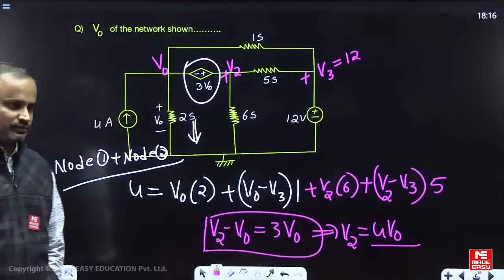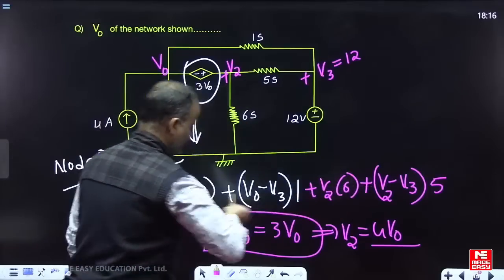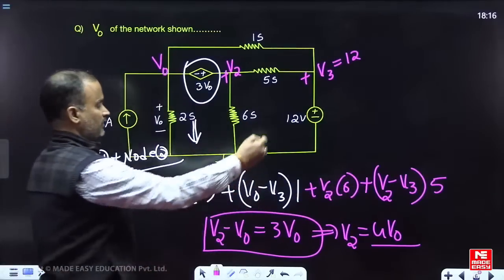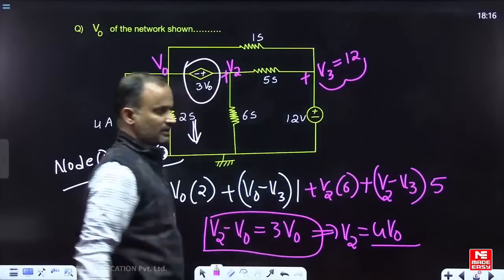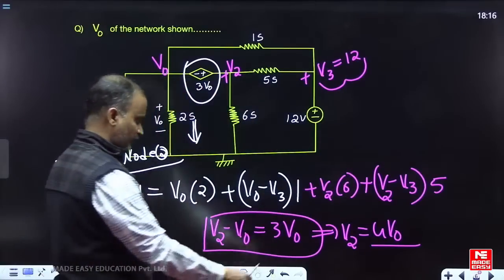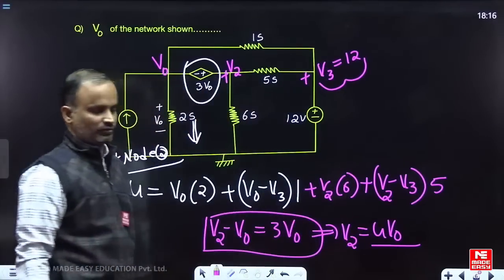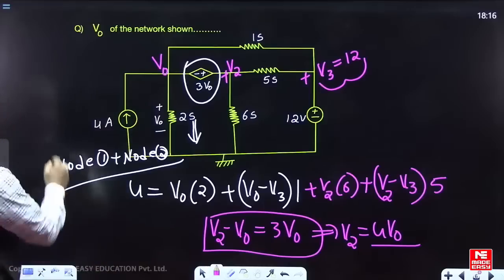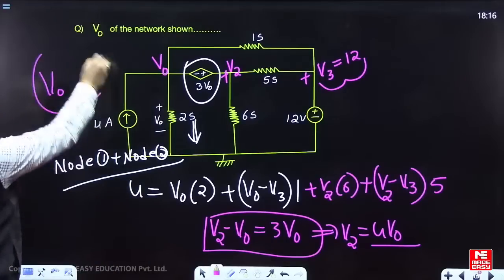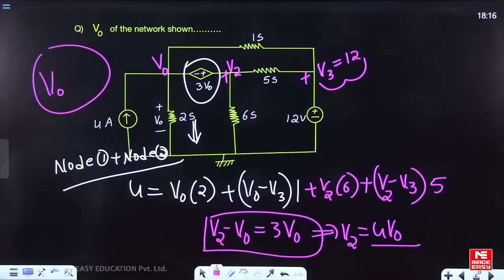Can you substitute the V2 value in this first equation? You know the V3 value, which is 12, and you know the V2 value in terms of V0. By simplifying this, can you find the V0 value? Check it out, give the answers.